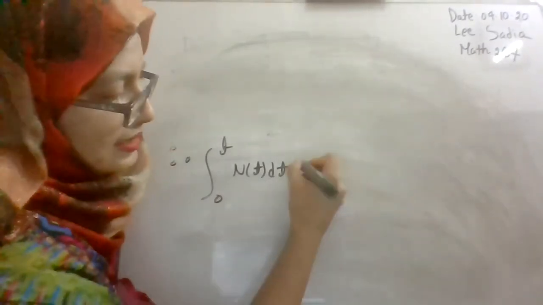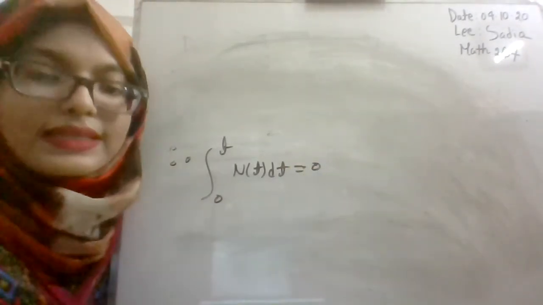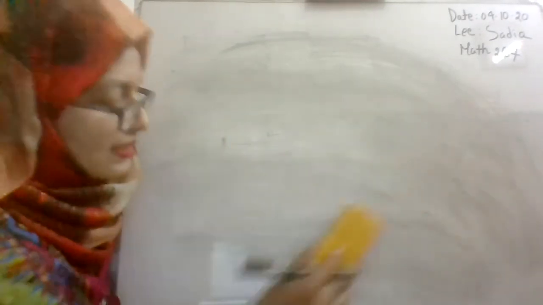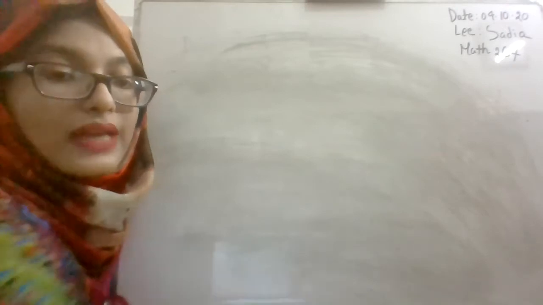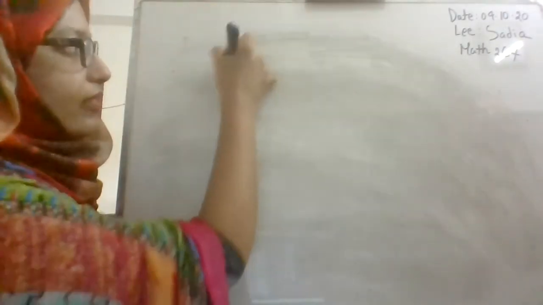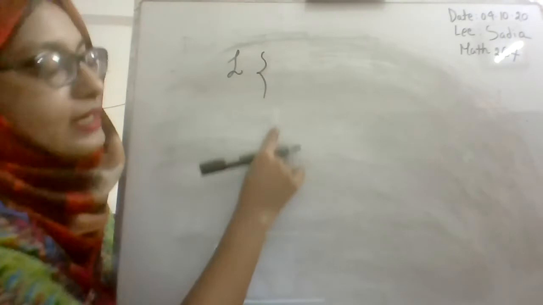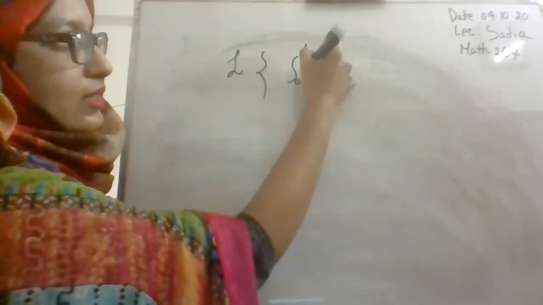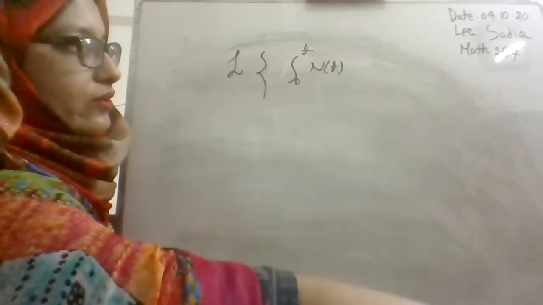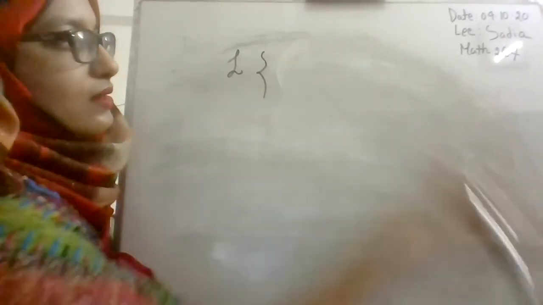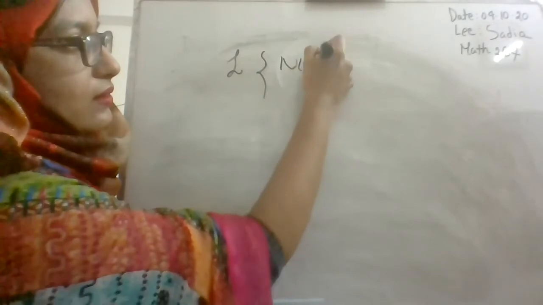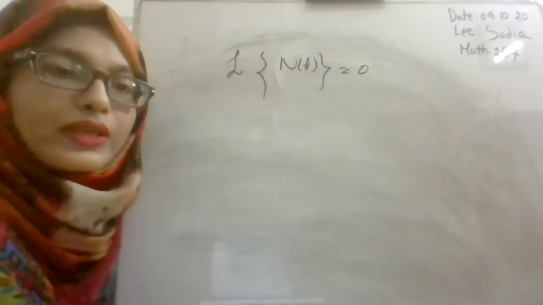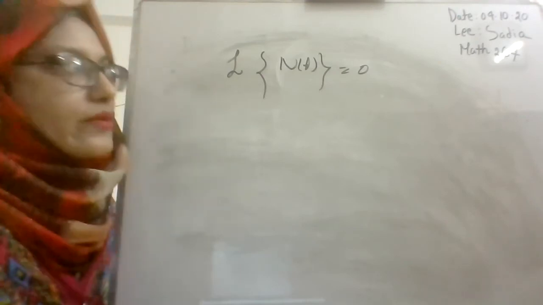So since this is equal to 0, in that sense we can say that our given function is a null function. And it is fixed that the Laplace transformation of a null function is 0. That means the Laplace transformation of a null function, integration 0 to t of n of t, oh sorry. It is fixed that the Laplace transformation of a null function is equal to 0.